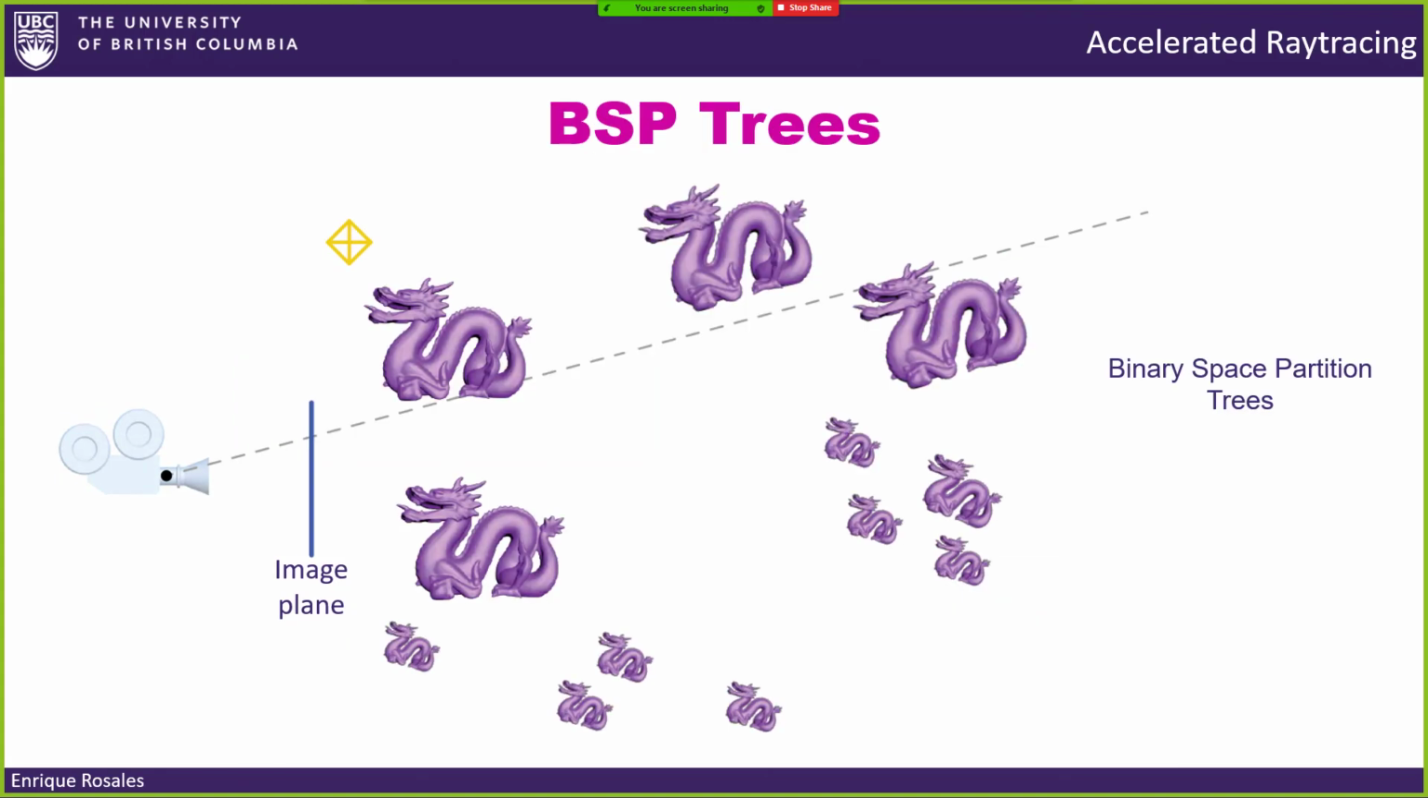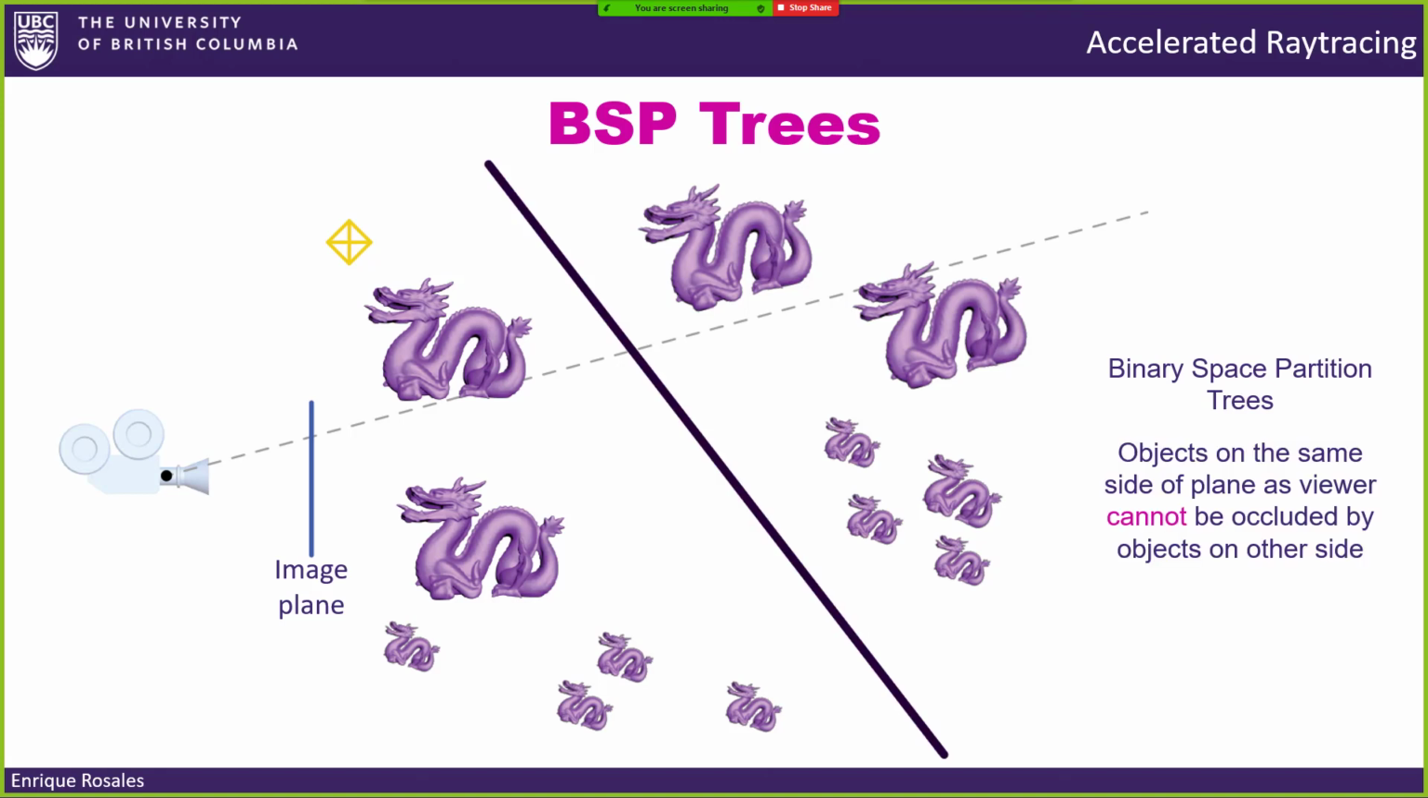The first one is BSP trees. These are binary space partition trees. The difference is that instead of creating a regular grid, you take your scene, imagine that you have something like this: a lot of dragons, and remember each dragon has probably 500,000 triangles. So you need to divide everything. So basically what you do is create planes to divide the space. You start recursively dividing your space using planes. The key idea behind BSP trees is that objects that are not on the same side of the plane, right?